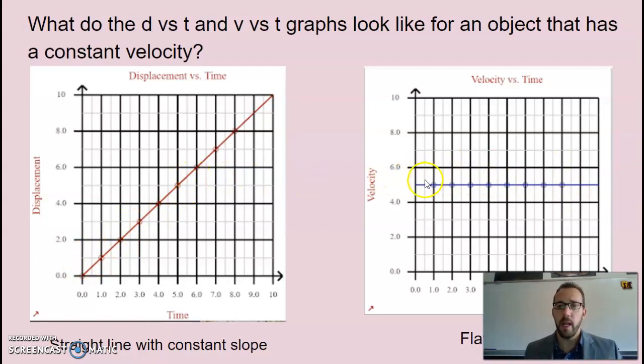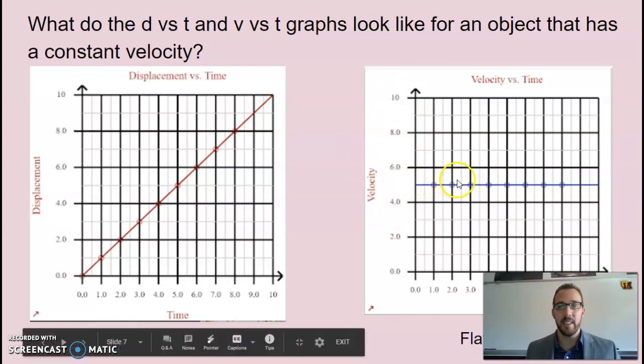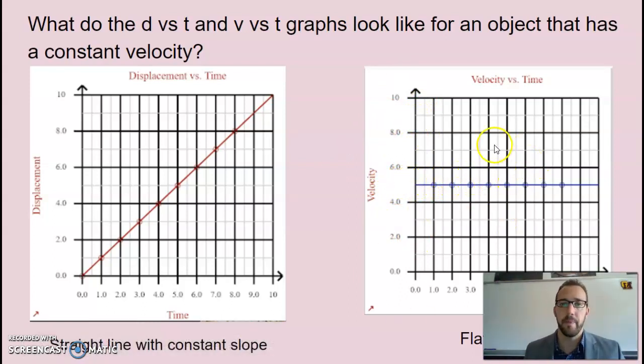For the velocity versus time graph, if the velocity doesn't change, it's not accelerating, so it's constant velocity, then the velocity is not getting any higher, and it's not getting any lower, so I get that nice, flat, straight line.